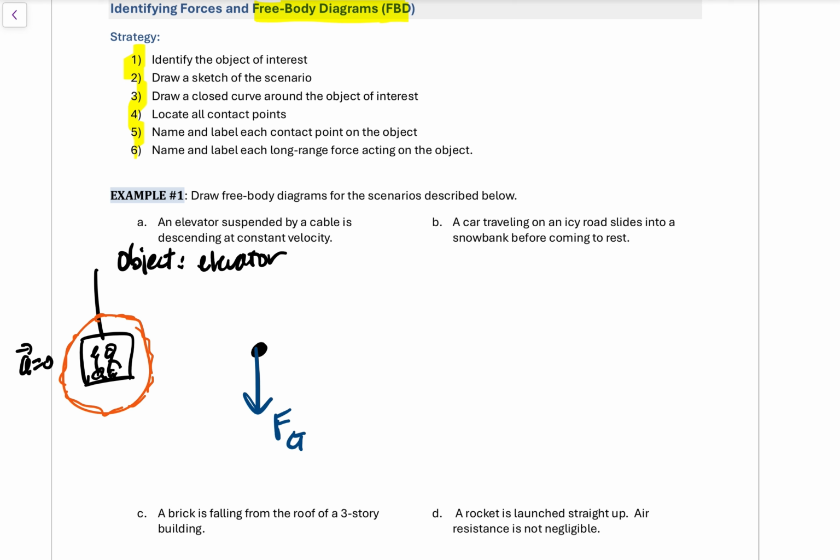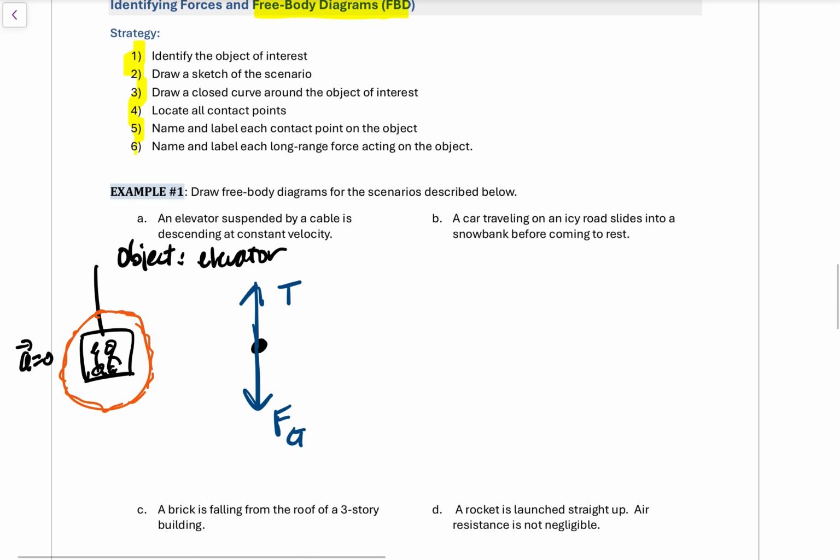All right. The next thing we do once we have that one is I want to see anything that is crossing that boundary that I made. Anything that's crossing the boundary is going to be a contact force. So I only have one thing in here. In this case, the only thing crossing the boundary is that cable, and the cable is like a rope or a string. So that's going to be a tension force. And that tension force, if I think about how it's acting on the elevator, it's pulling back up on the elevator. So that's going to be going this direction, and I'm going to label it with a capital T.